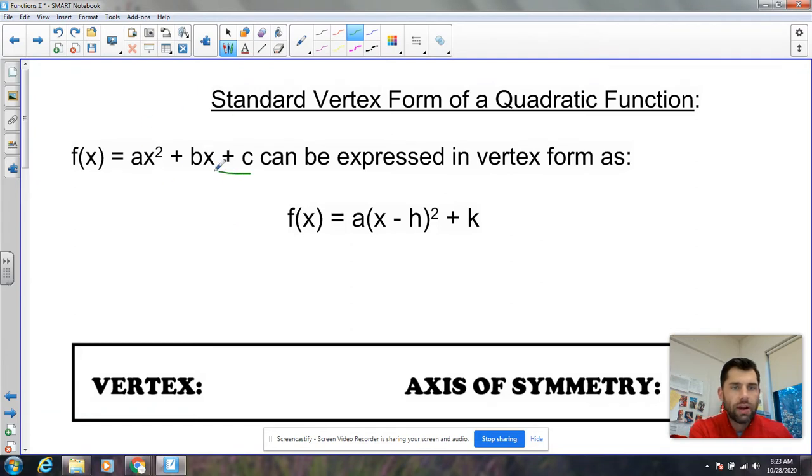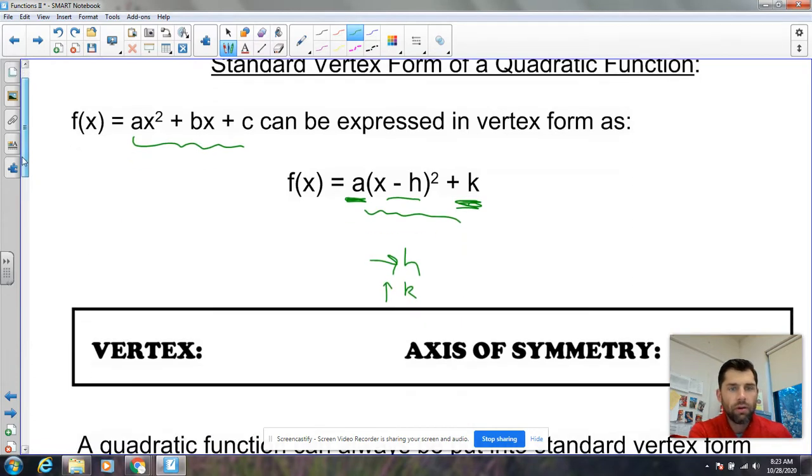So whenever you have a quadratic equation, or I guess a function, we can always turn this standard form into vertex form. And so it looks like this. So this should look familiar from last class. This is just a function shifted right h units, vertically stretched by a factor of a, and then shifted up k units. So basically this is shifted over by h and then shifted up by k. So if we're looking to graph this, the vertex would be h comma k.